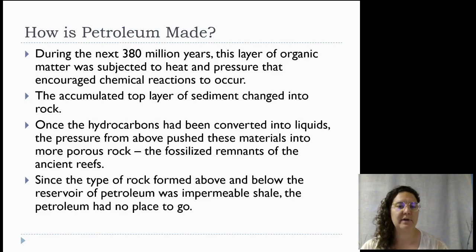So, during the next 380 million years, this layer of matter was subject to heat and pressure that encouraged chemical reactions to occur, and it was trapped after layer upon layer of sediment was deposited on top, and then that sediment turned into rock. So, the hydrocarbons were then converted into liquids and trapped into the porous rock beneath it, and the fossilized remains of the ancient reefs trapped that petroleum. Now, since the rock above and below was impermeable, the petroleum had no place to go.